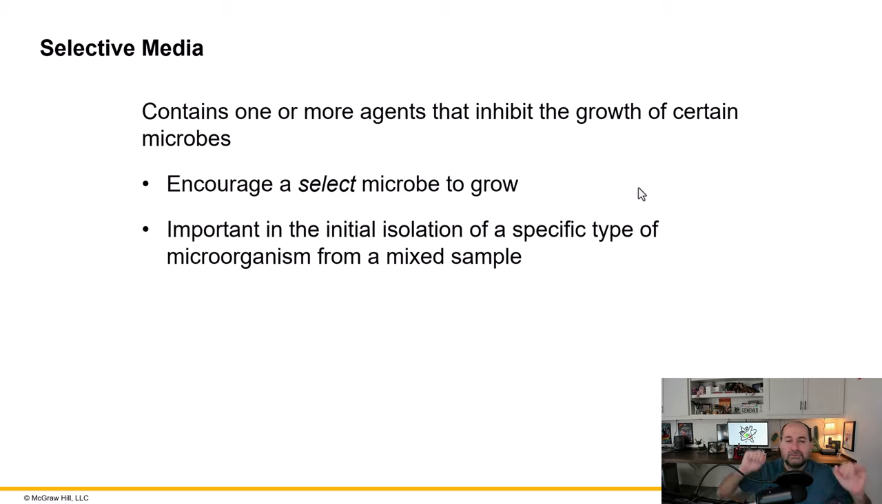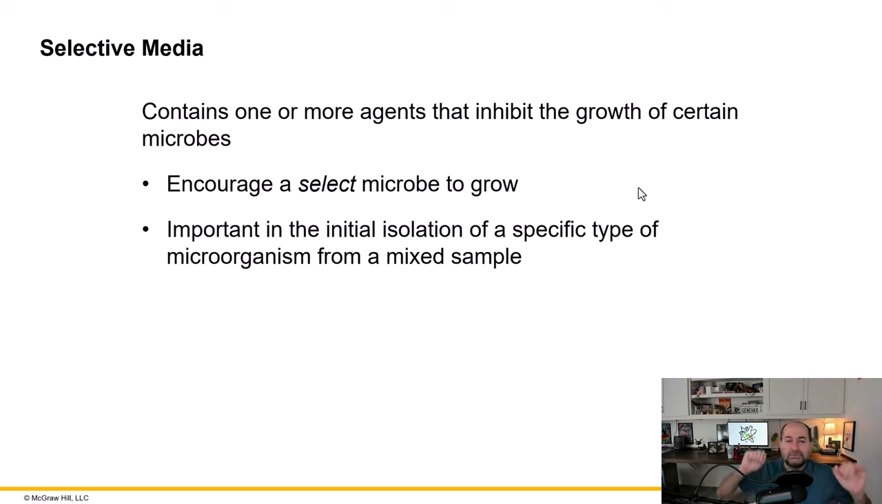It selects for halophilic bacterium. It selects for salt-loving bacterium. And it selects against those non-halophiles. It selects against bacteria that can't grow in salt. Isn't that interesting? So selective media prevents one type of microbe from growing and permits or selects for another type.